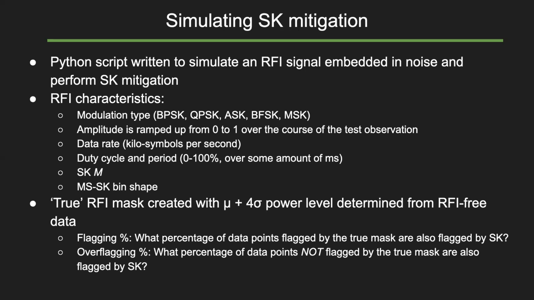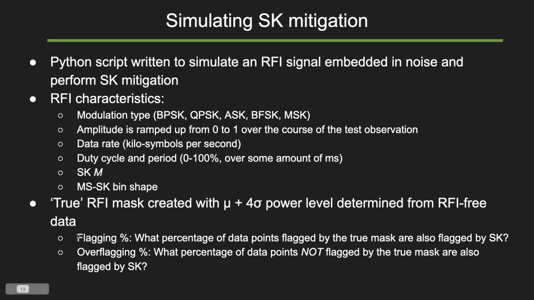And I compare the kurtosis mitigation with a kind of true RFI mask. That's just looking at a clean section of the generated data and just saying mean plus 4 standard deviations power value and just flag everything above that. Obviously that's not really a rigorous or super true RFI mask, but it works as a comparison at a basic level.